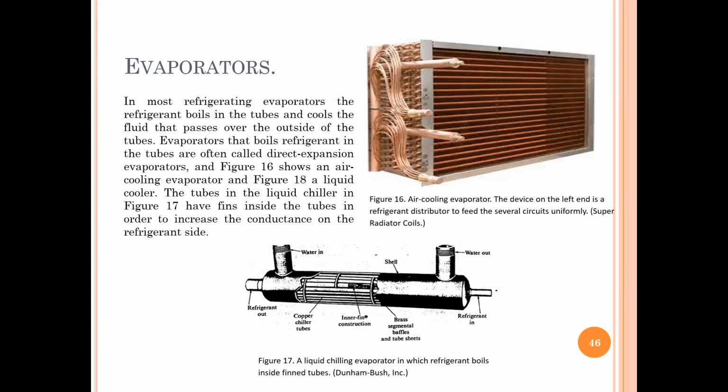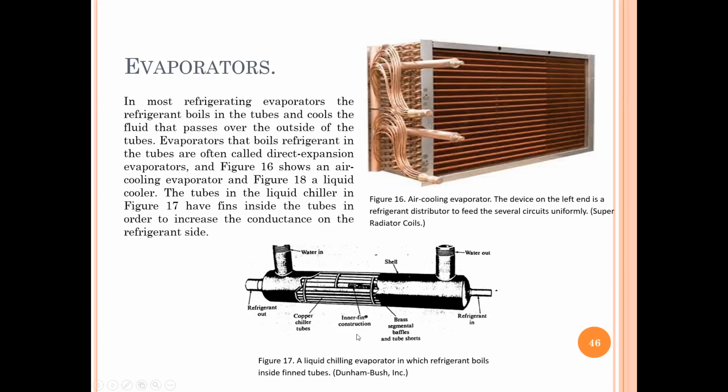Figure 16 shows an air cooling evaporator and figure 18 a liquid cooler. Yan. So, ibig sabihin liquid cooler, andyan yung refrigerant sa loob ng tubo. Tapos sa shell naman yung water. So, ito naman yung air naman dito. So, yung refrigerant naman nasa loob. Okay? The tubes in the liquid chiller in figure 17 have fins inside the tubes in order to increase the conductance on the refrigerant side. Ito yung tinatawag na mga heat transfer tube.